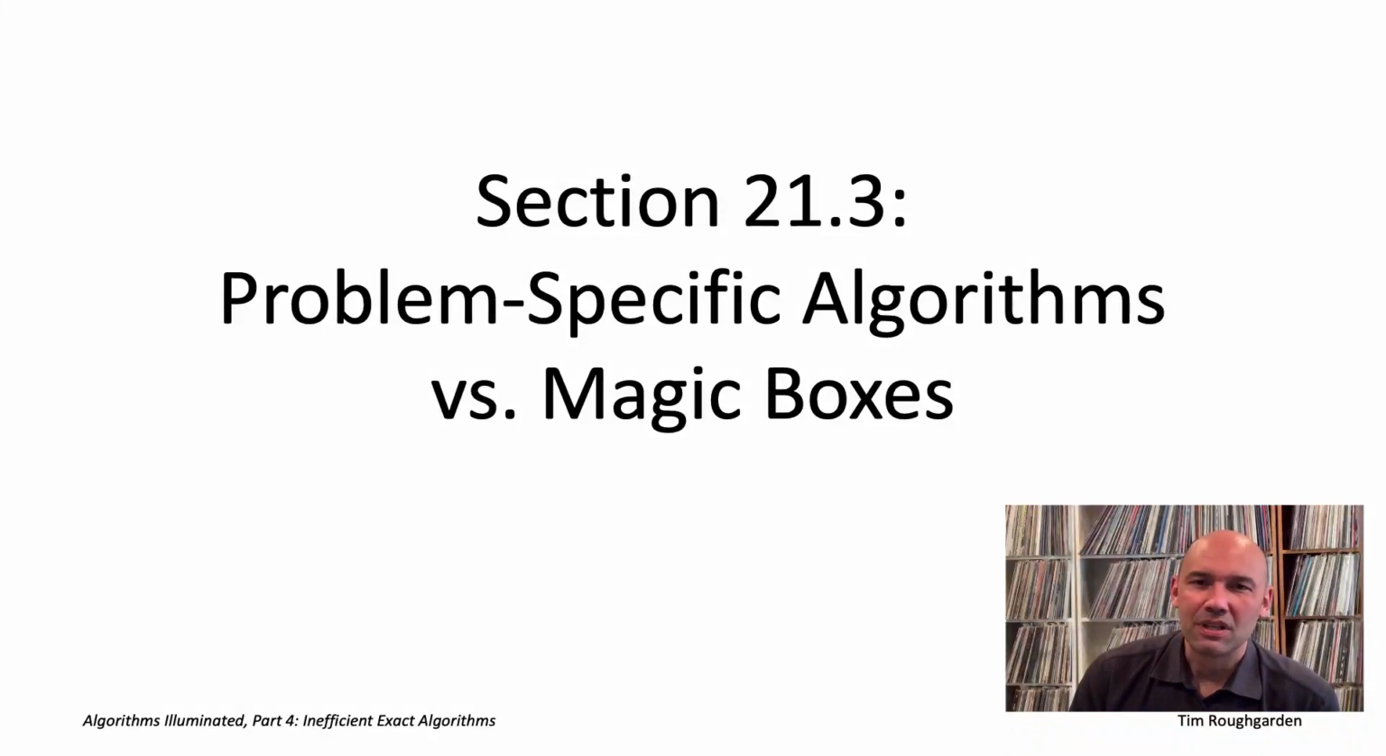Hi everyone, and welcome to this video that accompanies section 21.3 of the book Algorithms Illuminated Part 4. This section is a brief introduction to magic boxes in comparison to the problem-specific algorithms that we've focused on mostly thus far. Take the last two problems we looked at, for example.